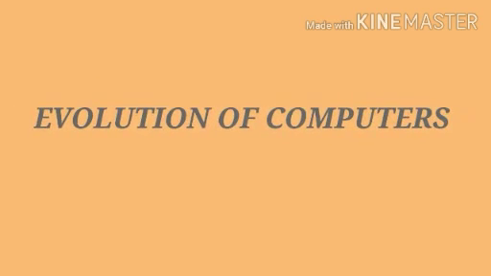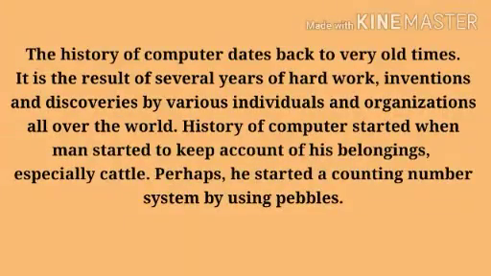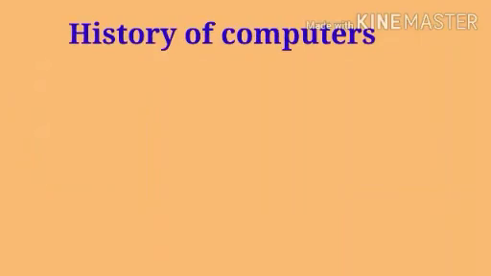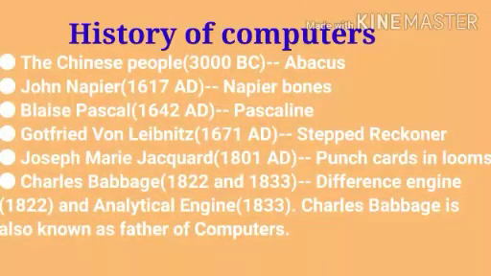Now, evolution of computers. Evolution means gradual development of computers. The history of computers dates back to very old times. It is the result of several years of hard work, inventions and discoveries by various individuals and organizations all over the world. The history of computers started when man started to keep account of his belongings, especially cattle. Perhaps he started a counting number system by using pebbles. Now, let us see a timeline of the history of computers.